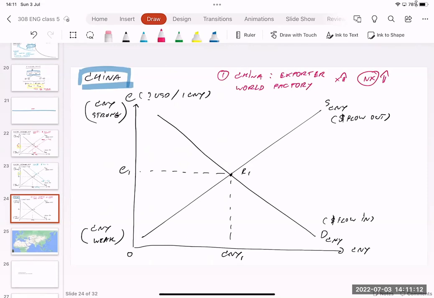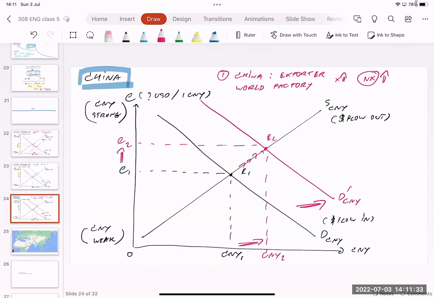When China can export a lot, China earns a lot of money, the money flows into China, then demand for Chinese yuan shifts to the right. The equilibrium point moves from E1 to E2. The number of Chinese yuan in the economy increases, and as a consequence, the nominal exchange rate goes up, right?